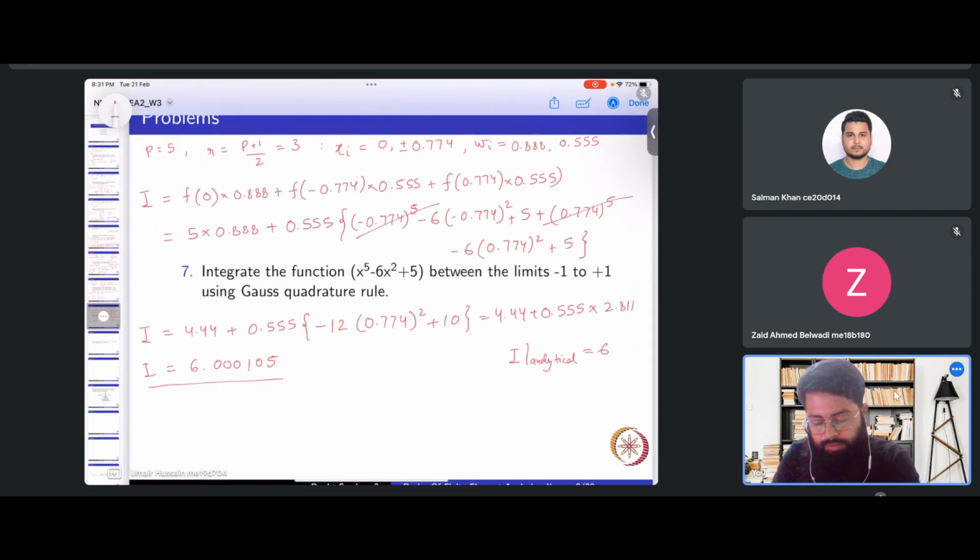I think we could have got exact, but we did some approximation in the decimal places of the weights of these Gauss points. So that's why we got some little error, but it's quite very less.